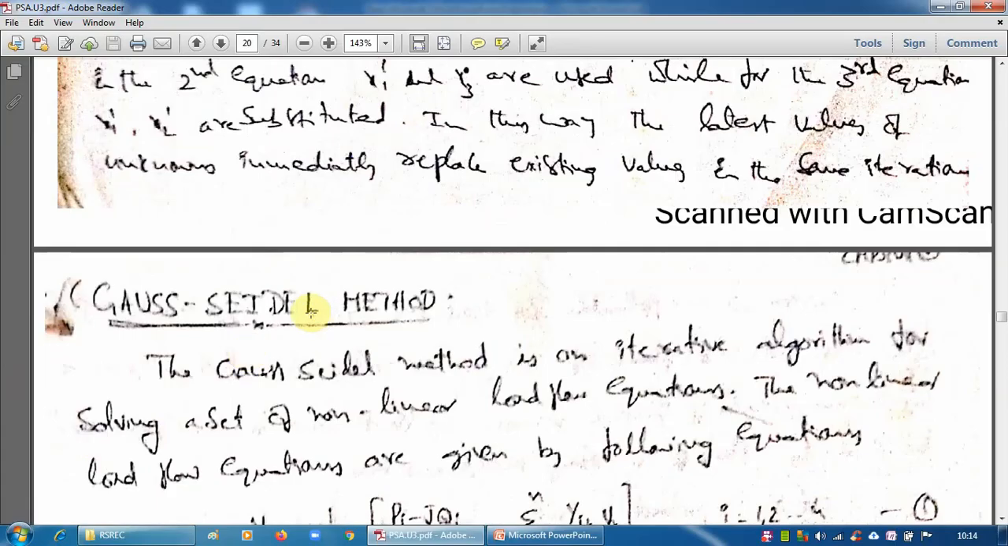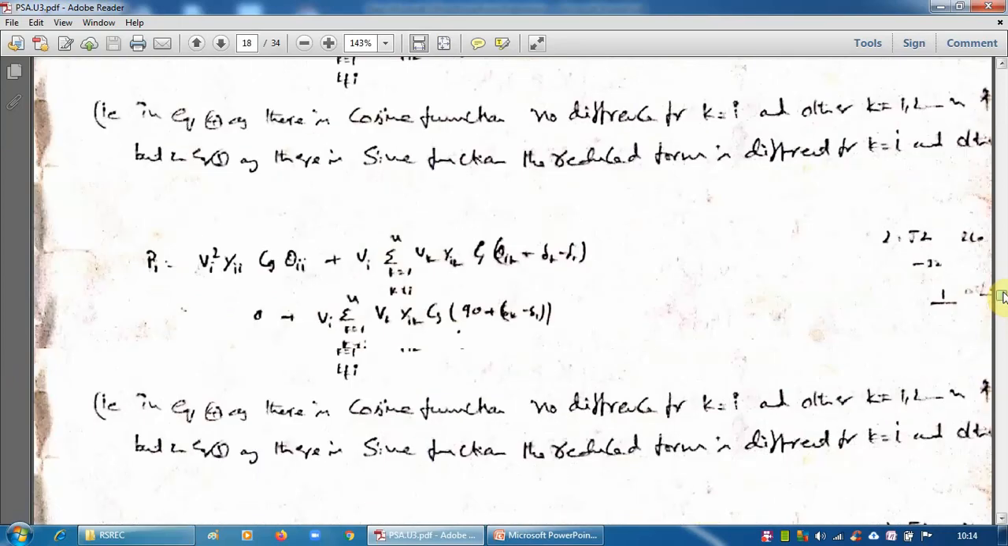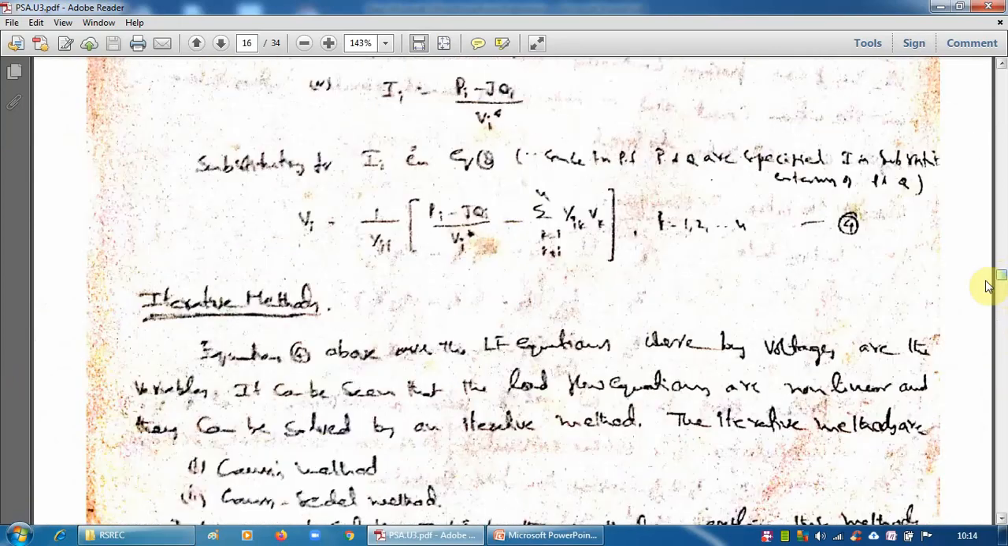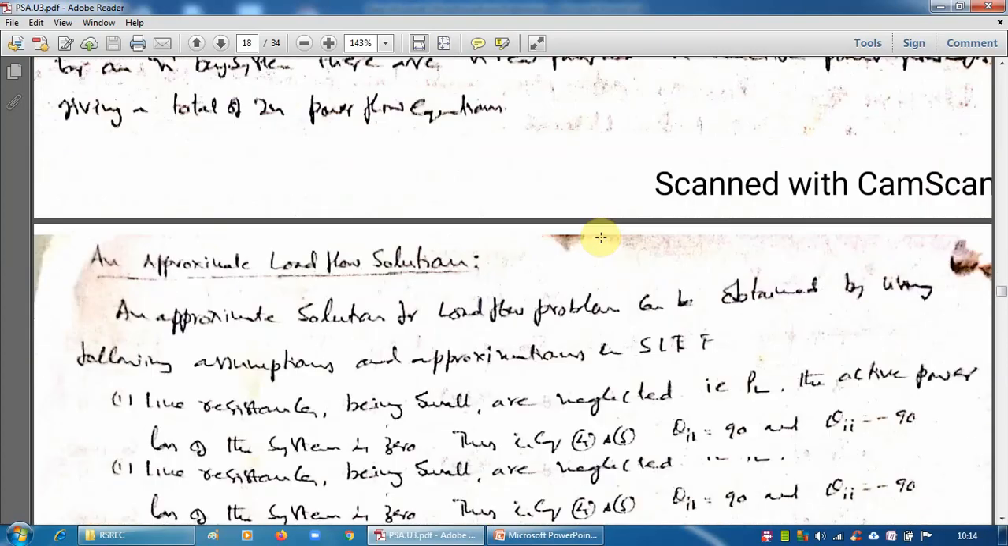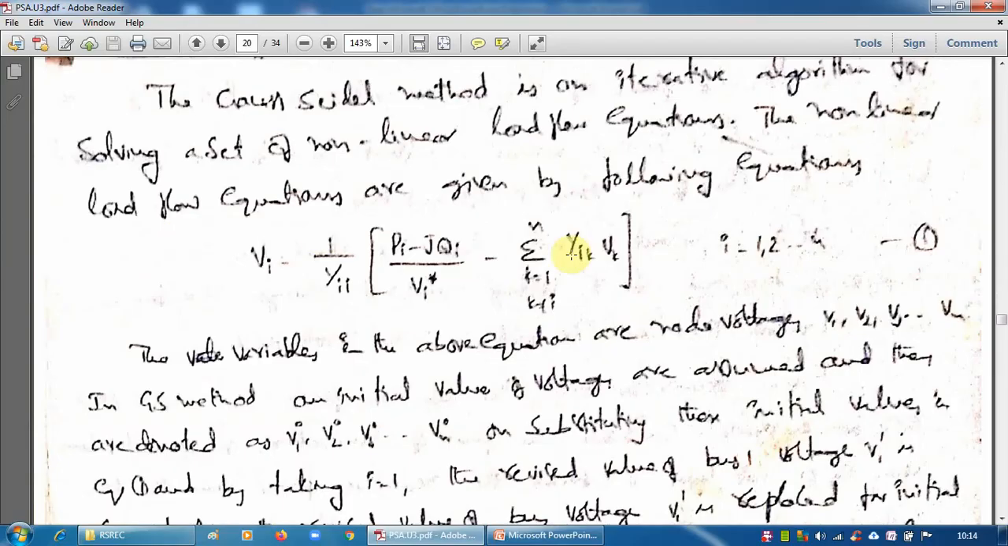Same thing we can apply for our load flow problem also. You see, the same expression that we have seen above, this expression, and I said there are n number of such equations for an n bus system. All these are called load flow equations for Gauss-Seidel method. So those n number of equations, you see here written i equal to 1 to n. These are n number of equations, they are written here.